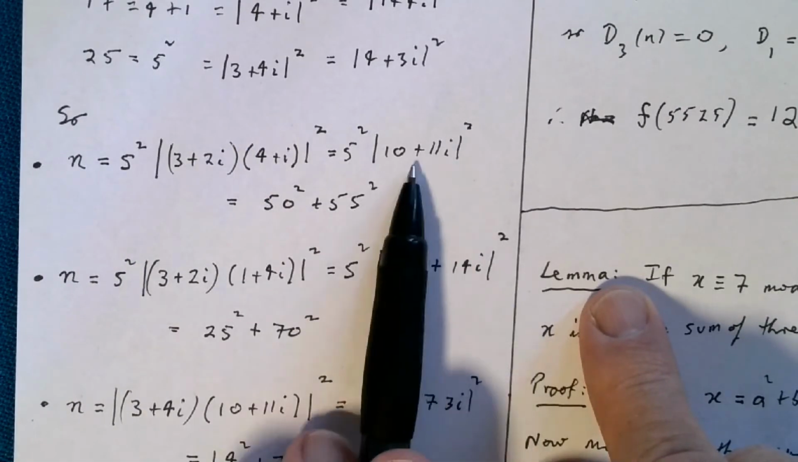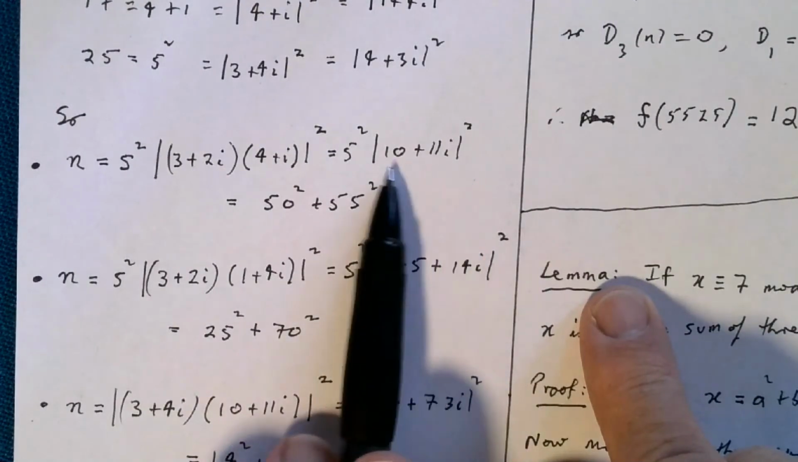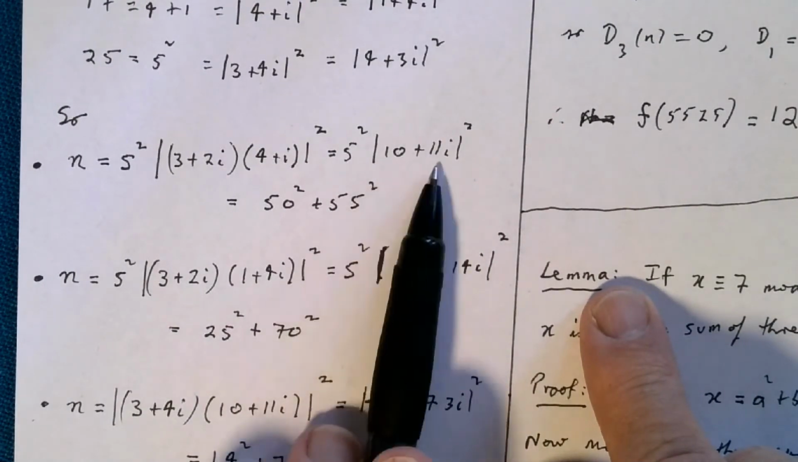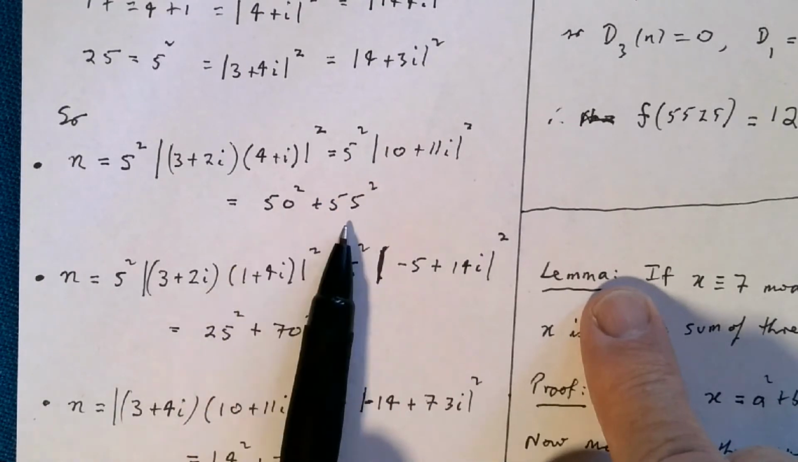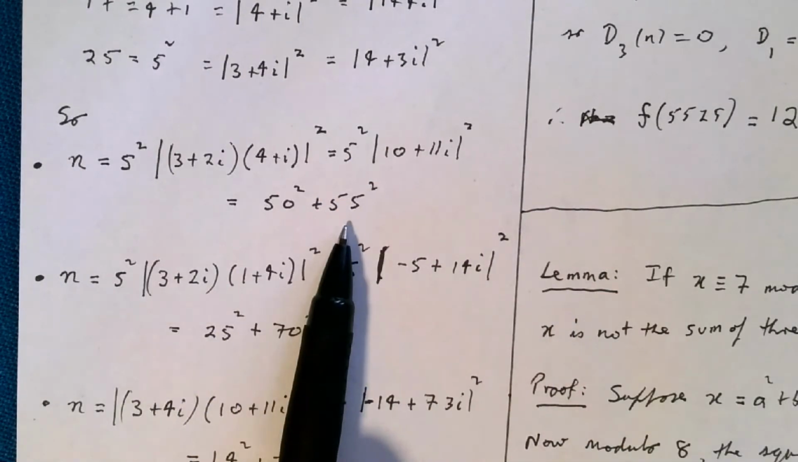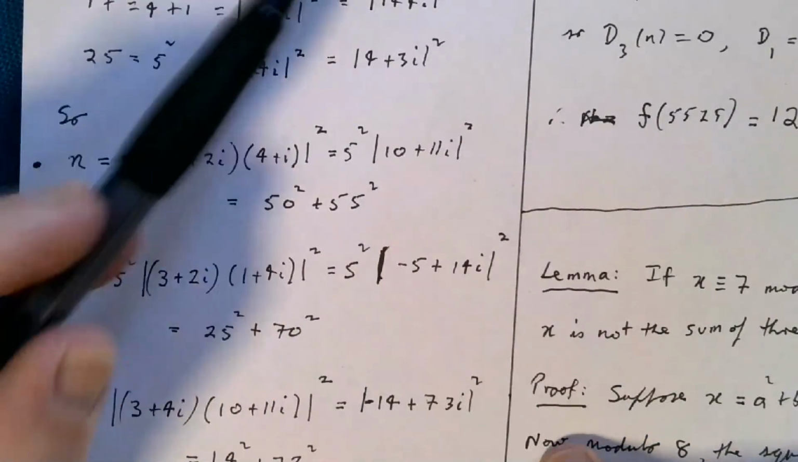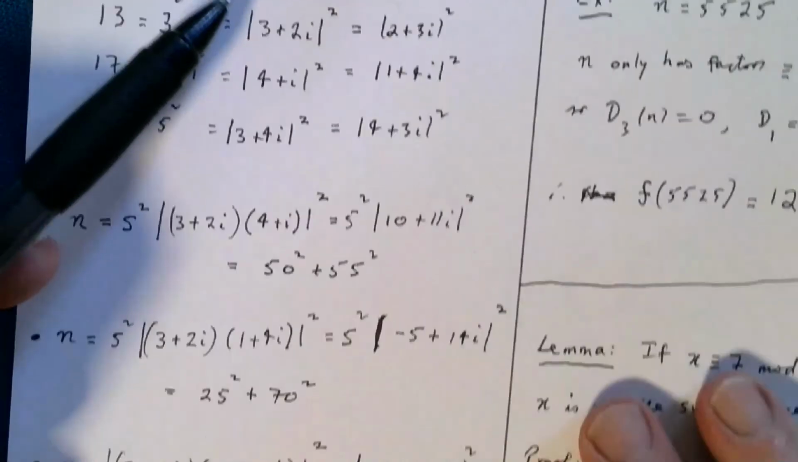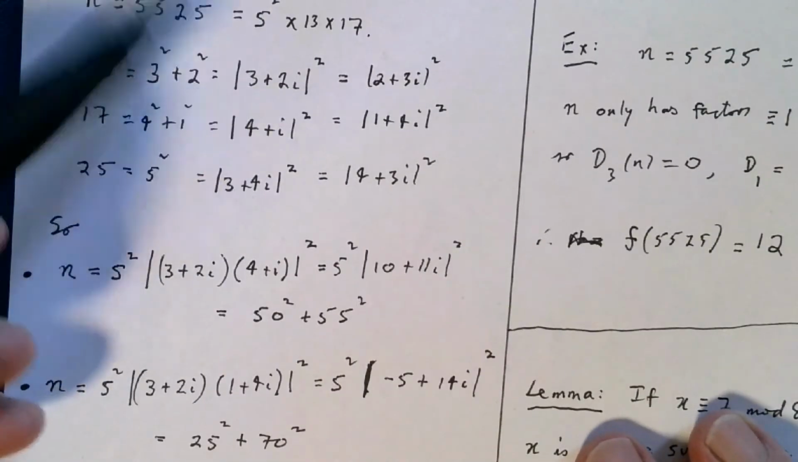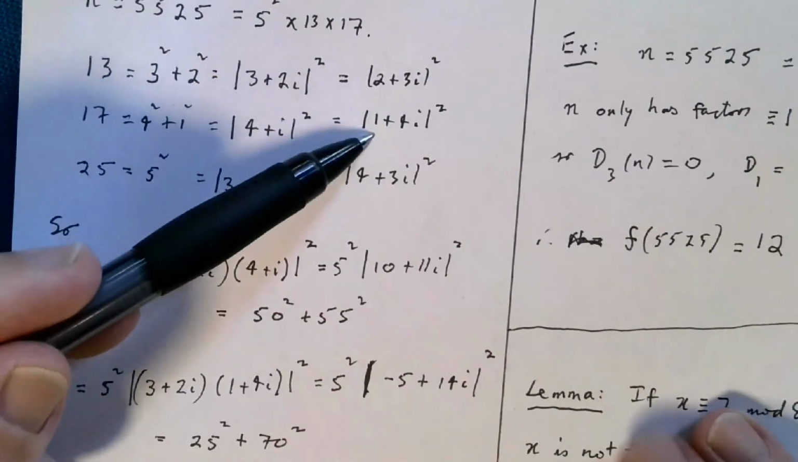And now I go back and work out the modulus squared. So this is going to be 10 squared plus 11 squared. And I can take the 5 inside that and write that as 50 squared plus 55 squared. So there's one way of writing 5,525 as the sum of 2 squares. That used this representation and this representation. Now I'm going to use this one and this one.